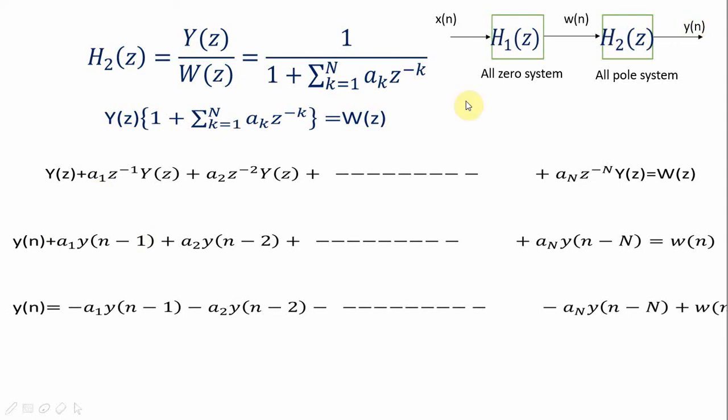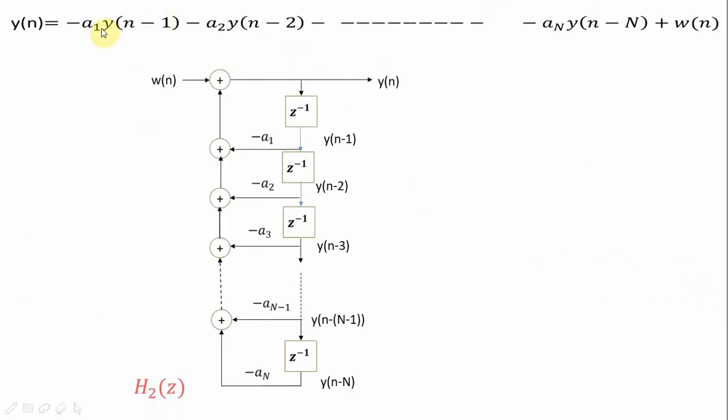We solve for the output of the second subsystem, which is y of n, equal to, bringing all these terms to the right hand side, minus a1 y of n minus 1 minus a2 y of n minus 2, etc., minus an y of n minus n plus w of n. So we have y of n given by this, and let us realize this in the block diagram.